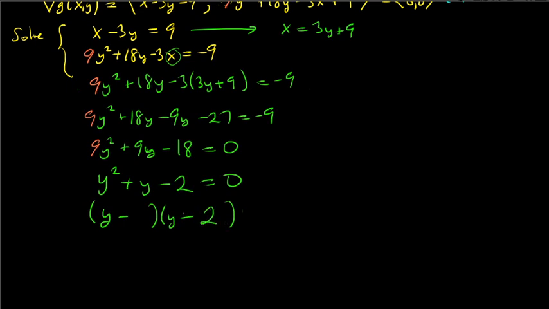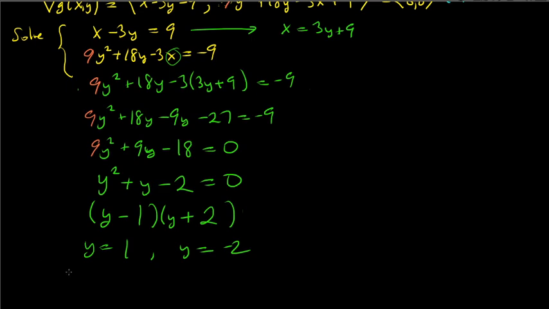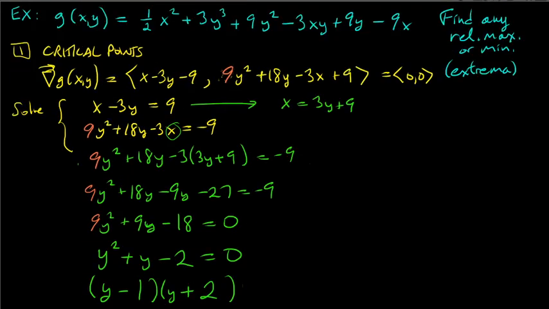So one of them is 2. And they have to add to a positive 1, so 2 minus 1 is 1, right? So there you go. Y is either 1 or negative 2. And that means either x, right? So if y is 1, 3 plus 9 is 12. And if y is negative 2, we get negative 6 plus 9 is 3. So still 2 critical points.